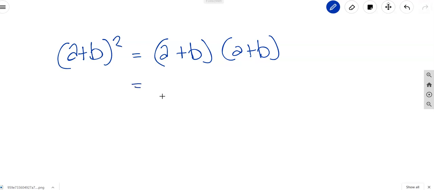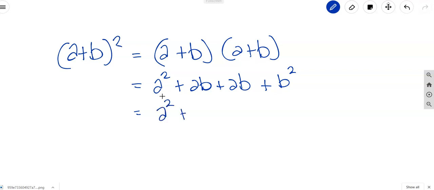And then after that, we will do the FOIL method. So it will give us a squared plus ab plus ab plus b squared. Then we'll give this product a squared plus 2ab plus b squared.